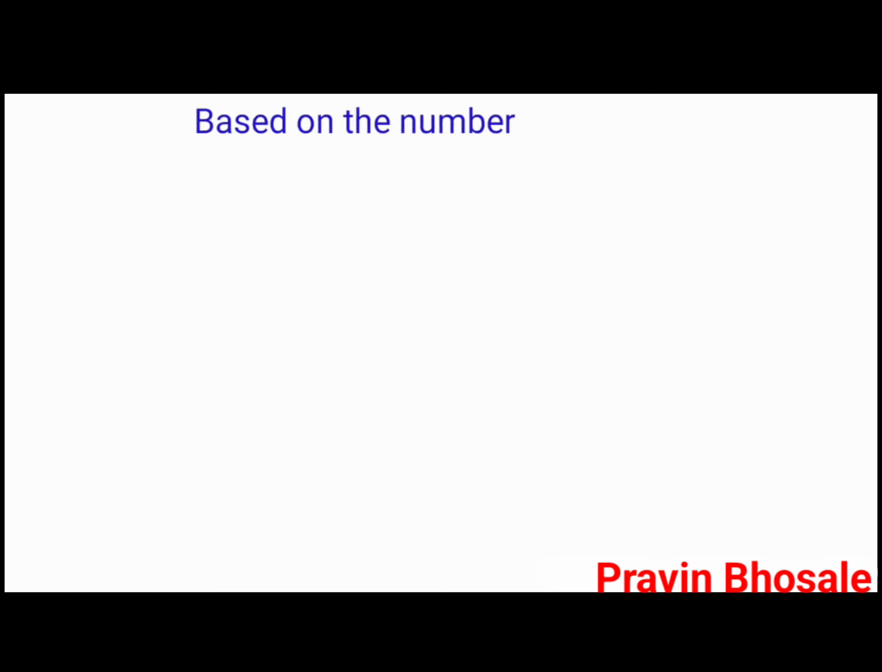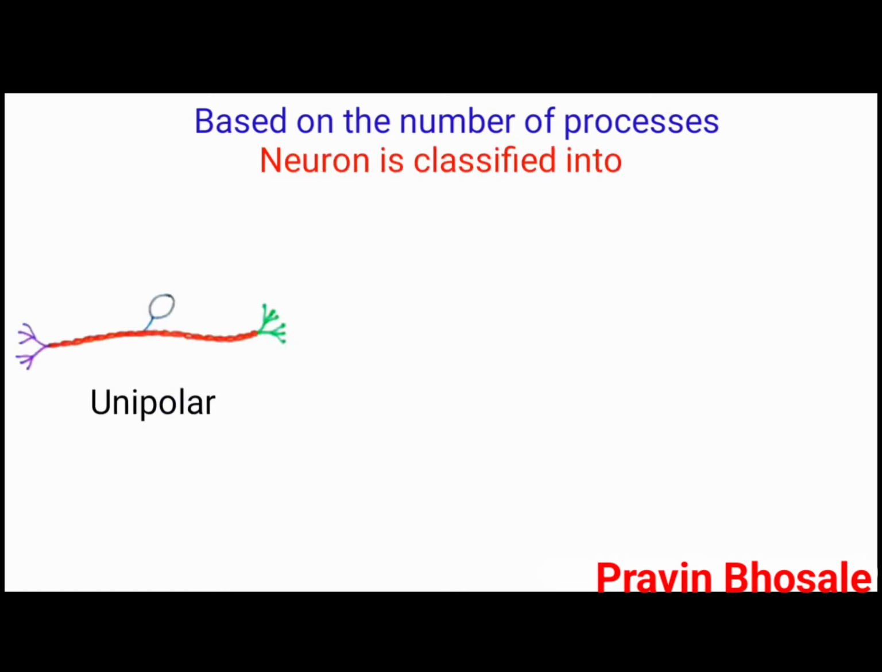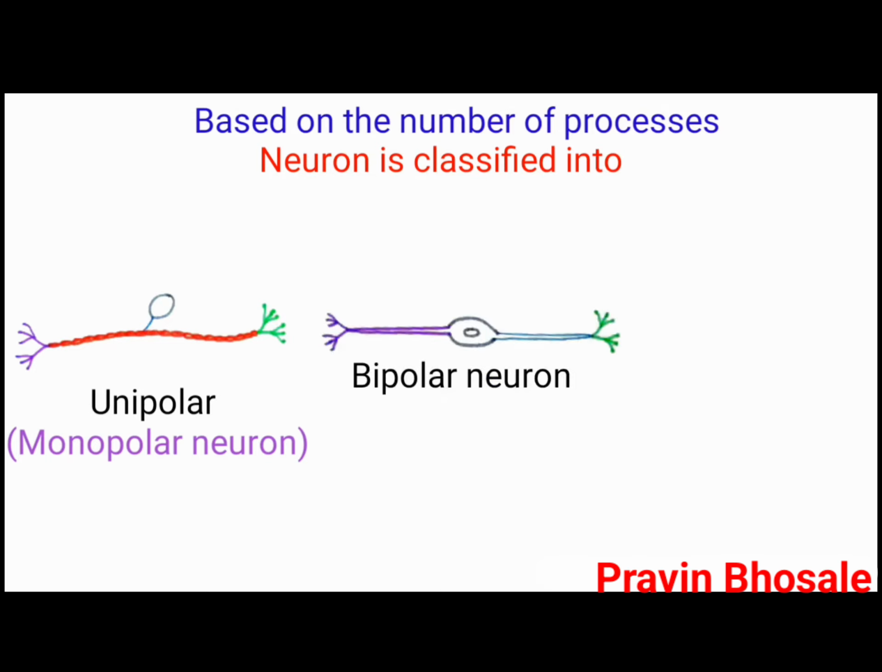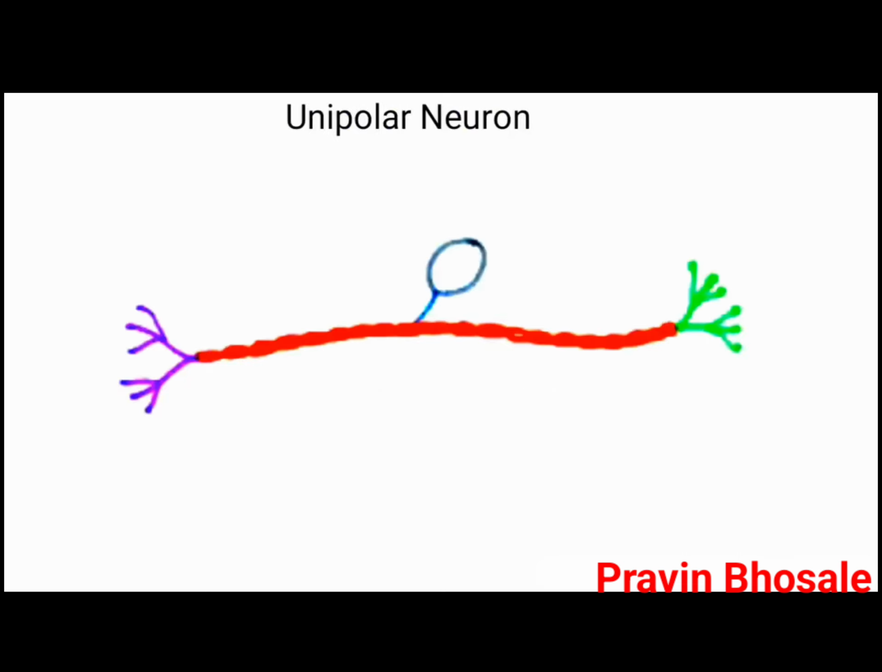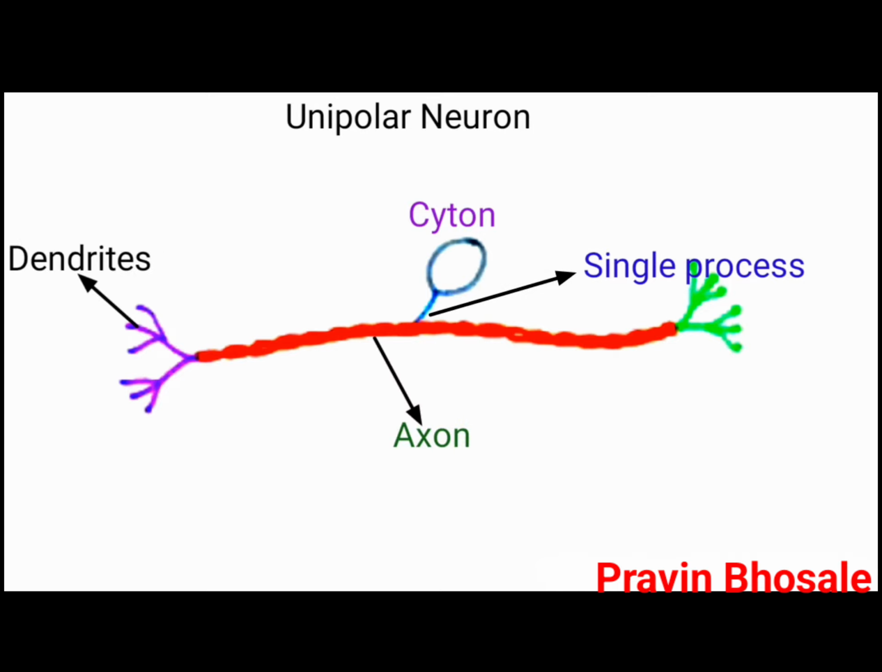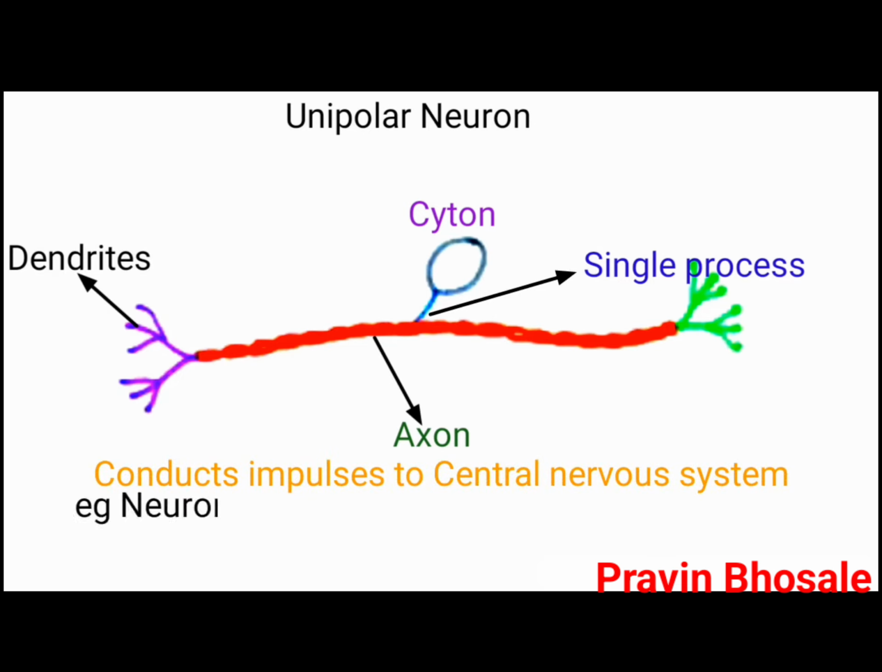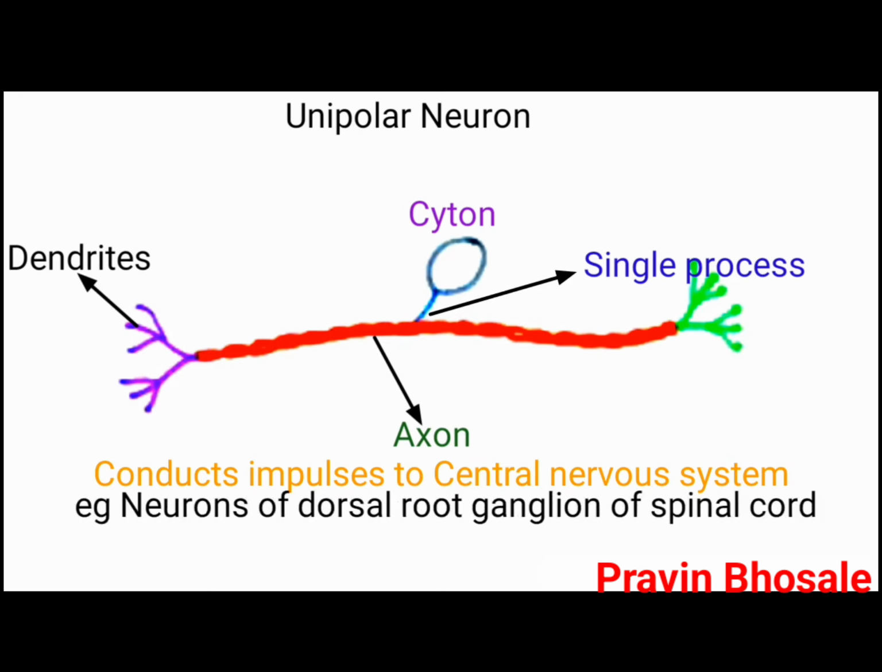Based on the number of processes, neuron is classified into unipolar, that is monopolar neuron, bipolar neuron, and multipolar neuron. Unipolar neuron has a single process originating from the cyton. Both axon and dendron arise from cyton at one point. They conduct impulse to central nervous system. Example, neurons of dorsal root ganglion of spinal cord.